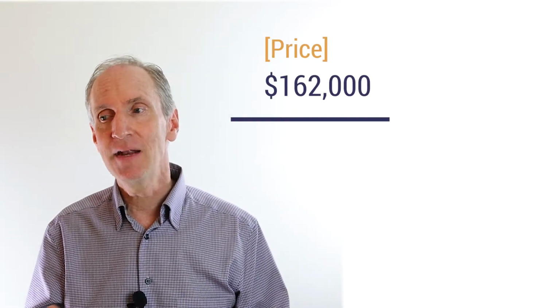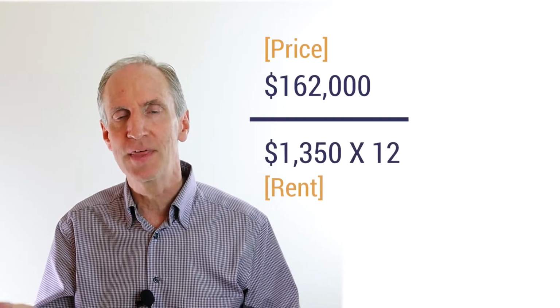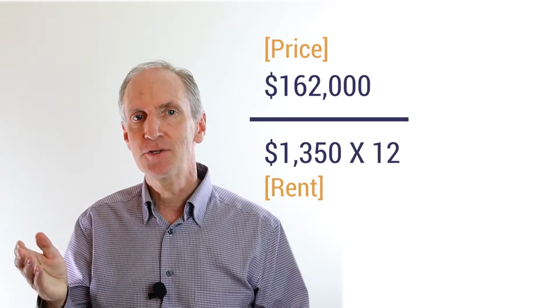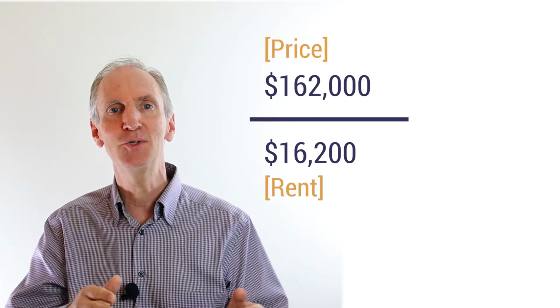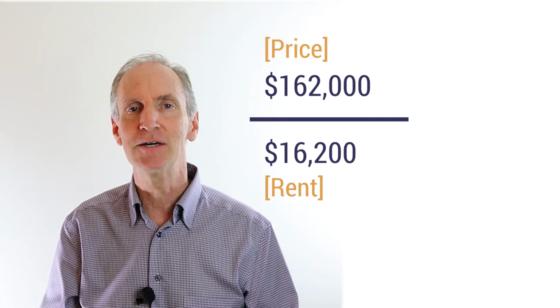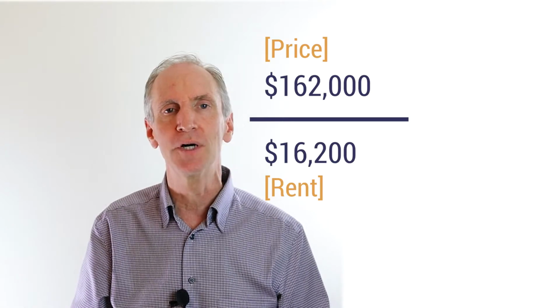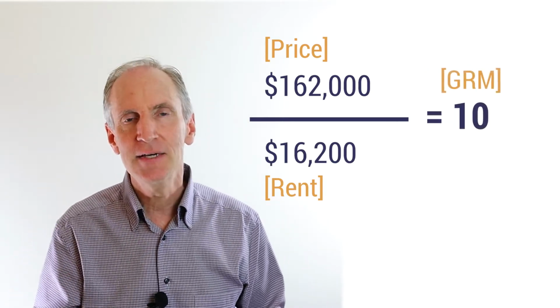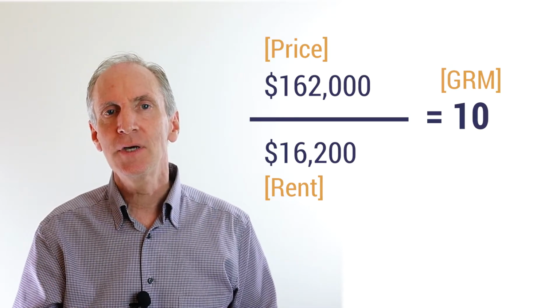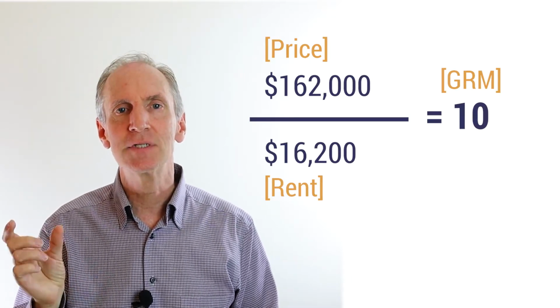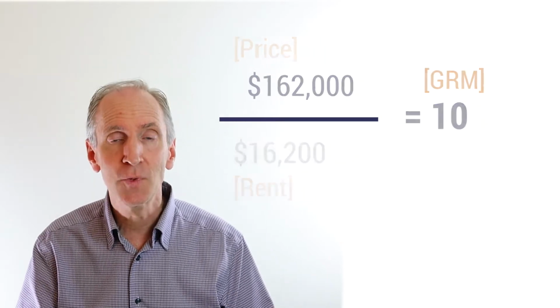So here's an example. Let's say that a house is selling for $162,000 and it rents for $1,350 a month. $1,350 times 12 happens to be $16,200. $162,000 divided by $16,200 gives us a nice even rent multiplier of 10. That tells me that houses like this in this area typically will sell for 10 times their annual rent. Armed with this information, I can make all kinds of quick analyses.